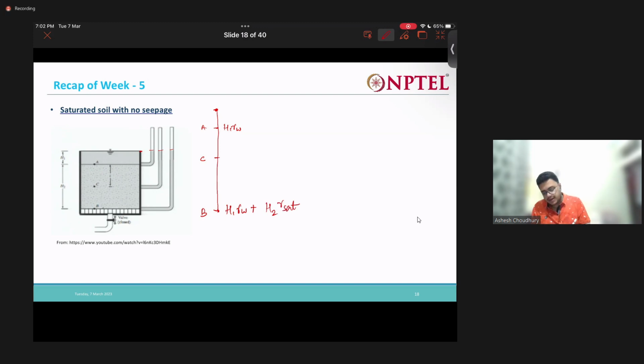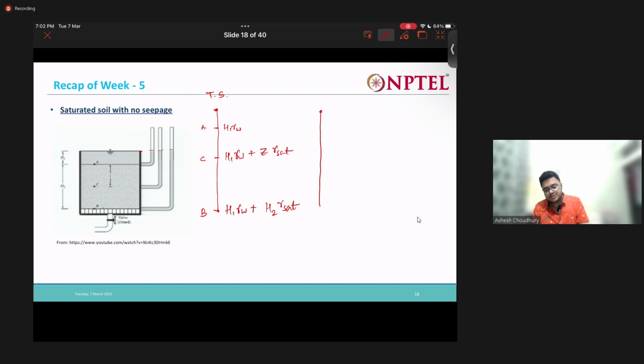And what will be the head loss, not the head loss, the total stress at point C? H1 into gamma W plus Z into gamma sat. Okay, so this was my total stress. Now let us come to the pore water pressure.